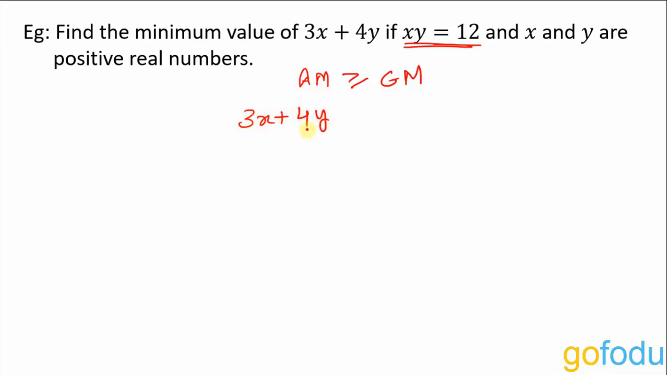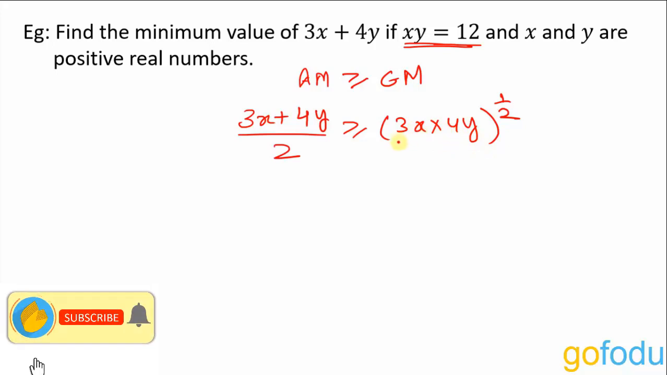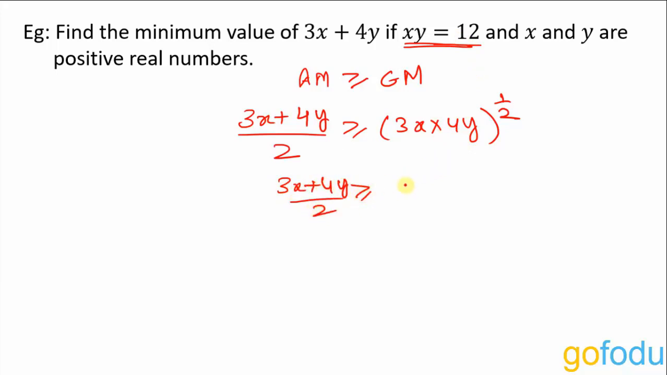So AM will be (3x plus 4y) upon 2. And for GM, I will write (3x into 4y) whole raised to 1 by 2. Right? Now can we create 3x into 4y on the right? Yes, we can. This is nothing but 3 into 4, 12 times xy, and xy is given to us as 12. So basically, this is 12 times 12, that is 144 raised to 1 by 2.